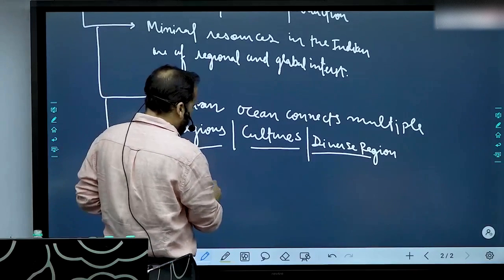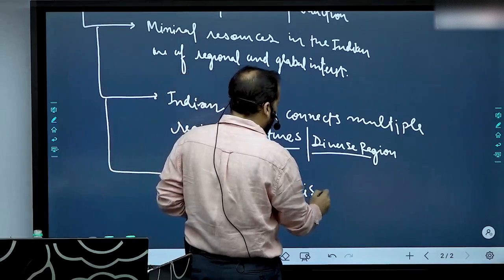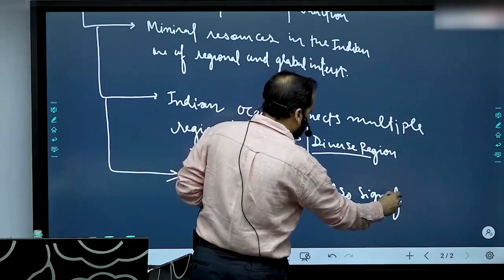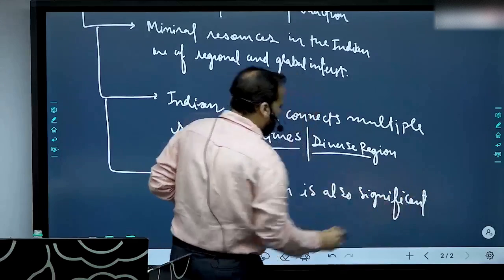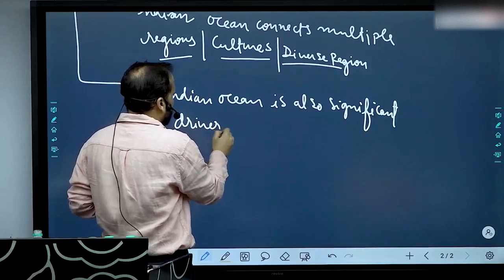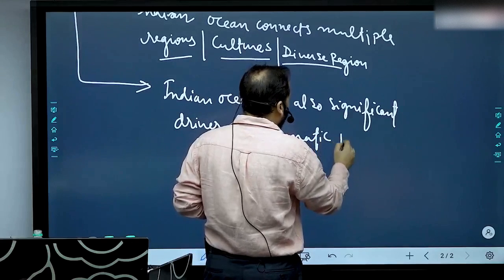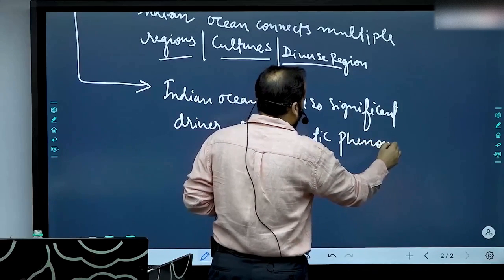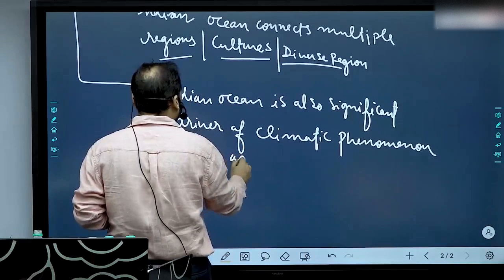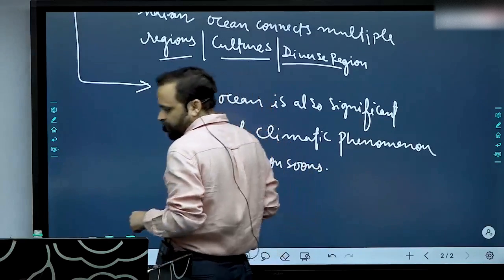And Indian Ocean is also significant. Indian Ocean is also a significant driver of climatic phenomenon such as monsoons. So of course these days in all the subjects, El Nino.